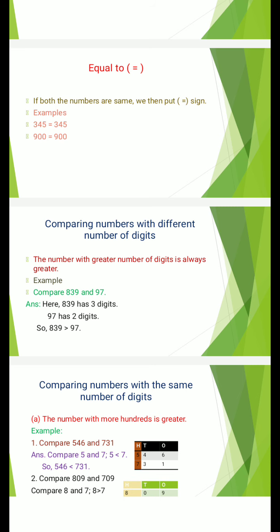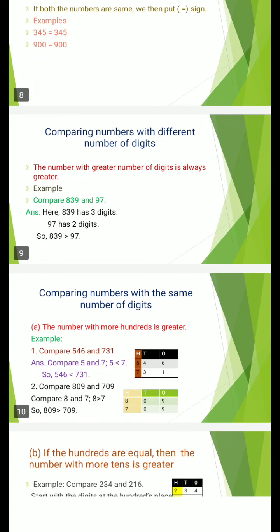First case, the number with the greater number of digits is always greater. That means if we are given two numbers which have a different number of digits. For example, compare 839 and 97. We see that 839 has 3 digits, 8, 3 and 9. And 97 has only 2 digits, 9 and 7. So a 3 digit number is always greater than a 2 digit number. So 839 is greater than 97.